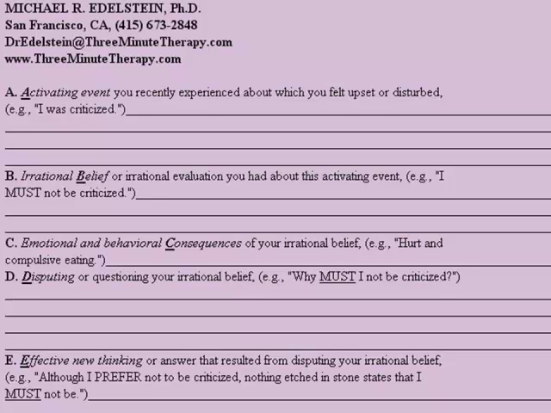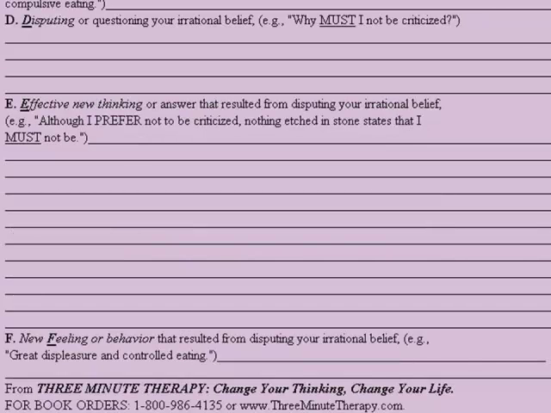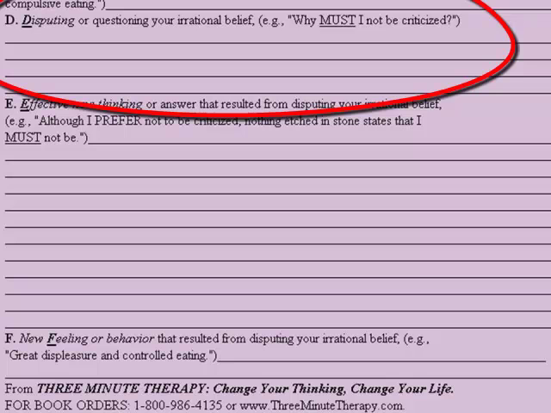Then the question is, since your preference is fine to not be criticized, but the must about it is a problem, how can you keep your preference to be approved of and loved, but get rid of the musty thinking? The answer is go on to D. D stands for disputing or questioning your irrational belief at B. And that's a simple process. You just take what you wrote at B and you put why or what is the evidence in front of it. What is the evidence? I absolutely must never be criticized by my partner.